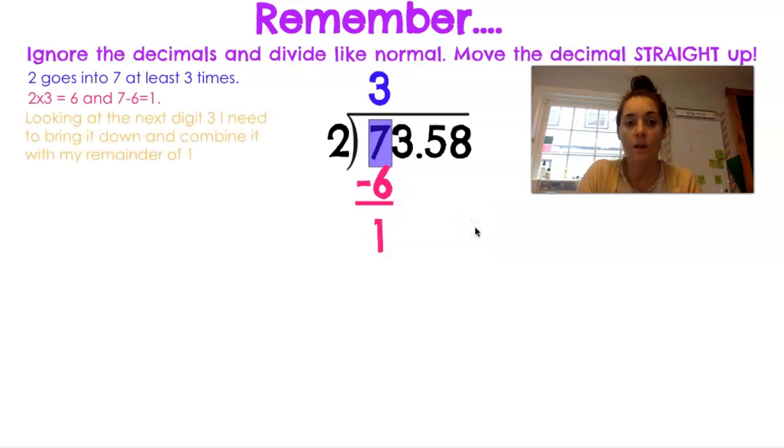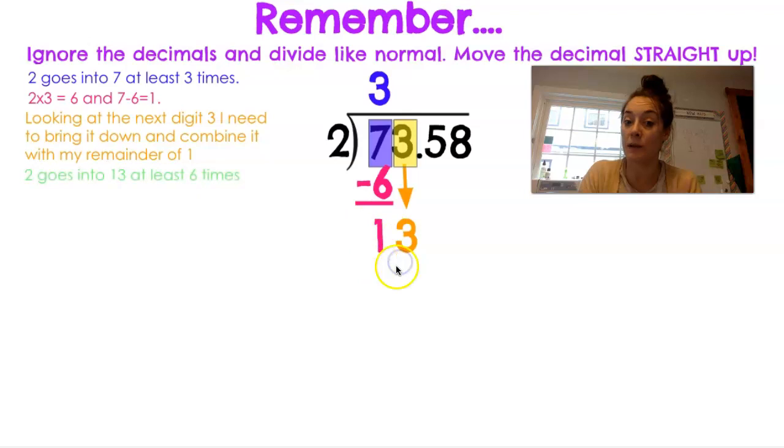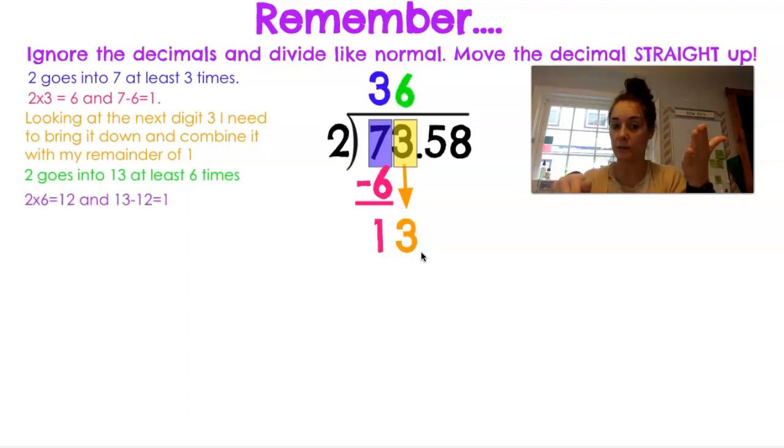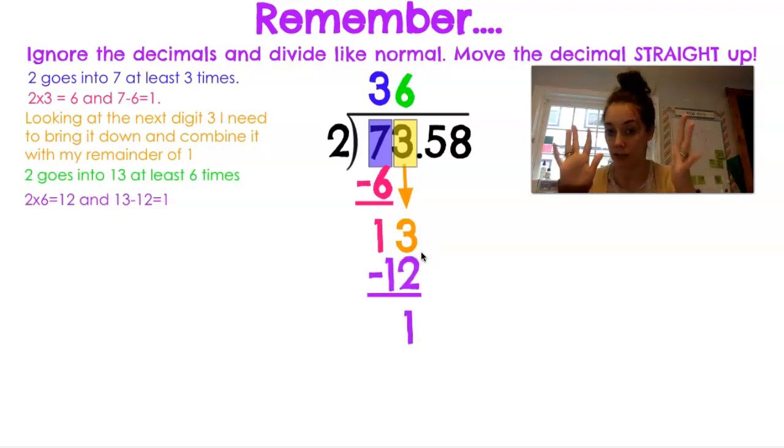Okay. Looking at the next digit, 3, I need to bring it down and combine it with my remainder of 1. Now I can ask myself, how many times does 2 go into 13? 2, 4, 6, 8, 10, 12. It goes into it at least 6 times, so that 6 is going to go up on the top. Okay. 2 times 6 is 12. 13 minus 12 is 1 again. So I have another remainder of 1.